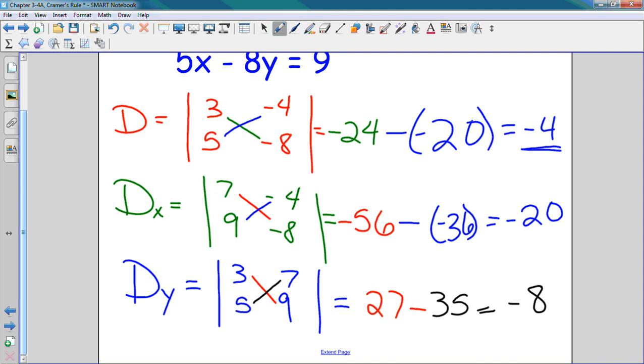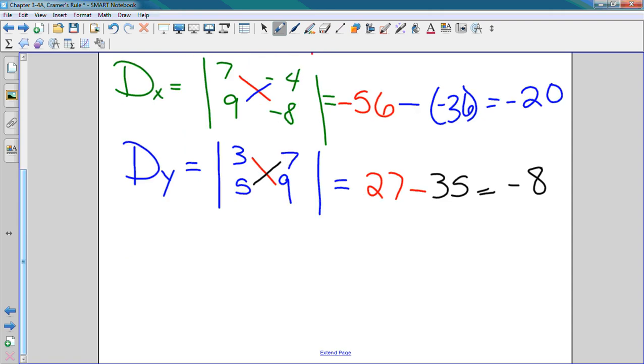How do I find the intersection point? Remember, when we did elimination and substitution, we ended up with a point, an x and a y. How do we find the point with determinants? It's in your notes. dx over d gives me the x value.